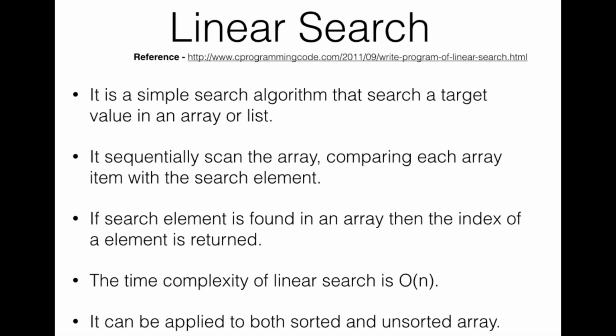So we have to have a look at the key characteristics of linear search. It is simple to implement. It can be implemented on both sorted and unsorted arrays. The time complexity of linear search is order of n, where n is the list size, and the space complexity of linear search is order of 1, meaning only one element can be accessed at a particular time. So we're going to have a look at a particular example of linear search.